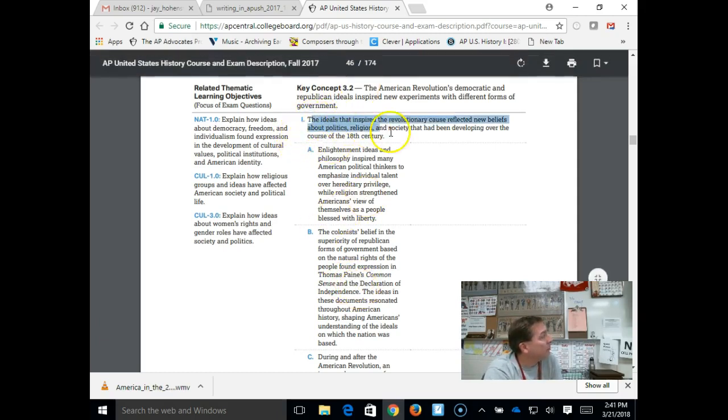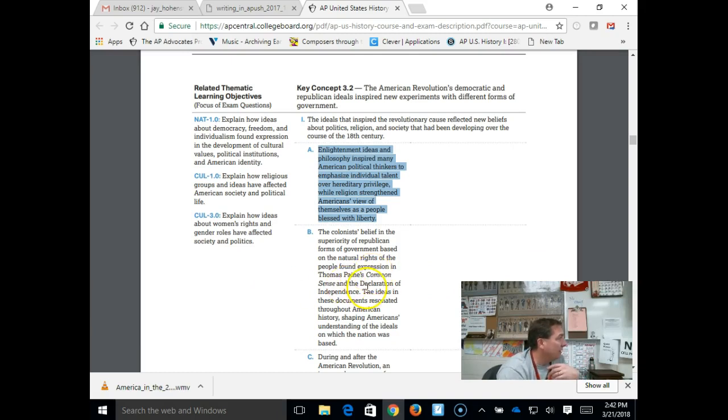The ideas that inspired the revolutionary cause reflected new beliefs about politics, religion, and society that had been developing over the course of the 1700s. So first of all, notice the idea that the Enlightenment is taking off inside the United States. This is going to be pushed forward by Thomas Jefferson's Declaration of Independence, which you can see down here, and Thomas Paine's Common Sense. It's leading people to reconsider religion. There's a flourishing of people who are challenging traditional fundamentalist religion with ideas like deism and other movements that are trending in the direction of science.